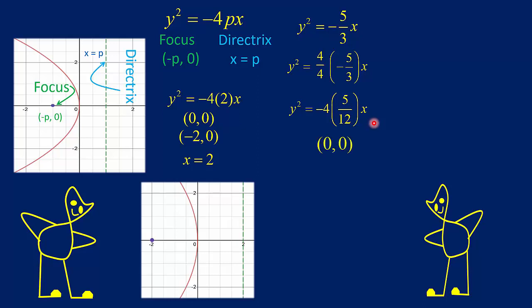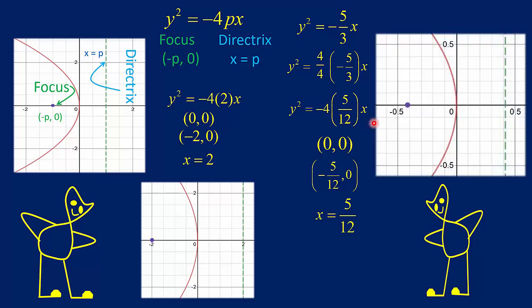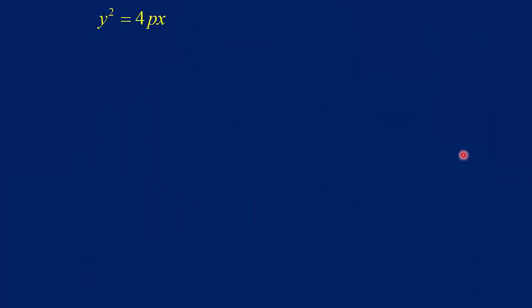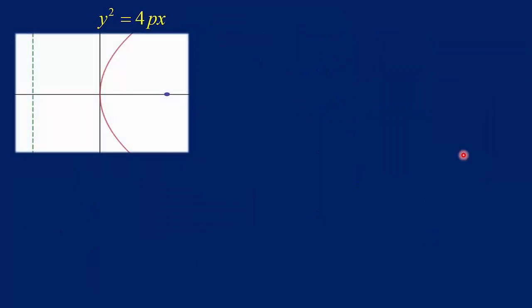And at this point, we know the vertex is 0, 0. Now, this is opening to the left, so we're going to subtract from the x to get the focus, and add to get the directrix. And there it is. There's our lovely parabola sketched. Now, here's the thing. We've got a couple of situations here. We've got y squared equals 4px and y squared equals negative 4px.